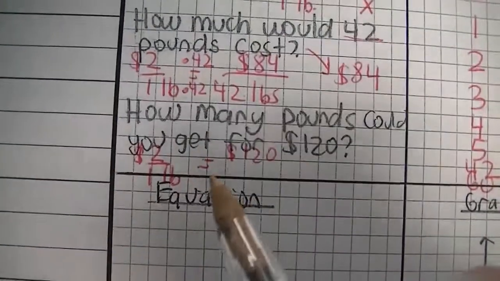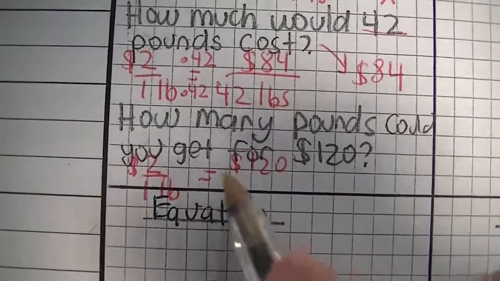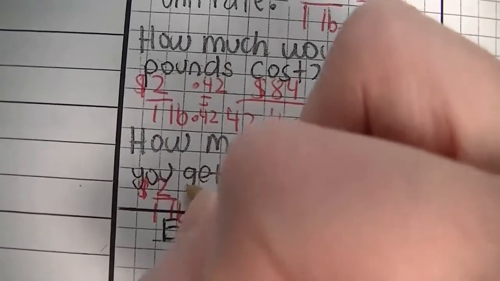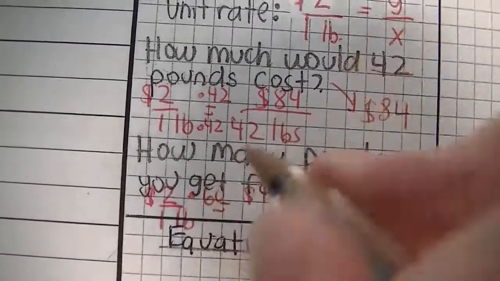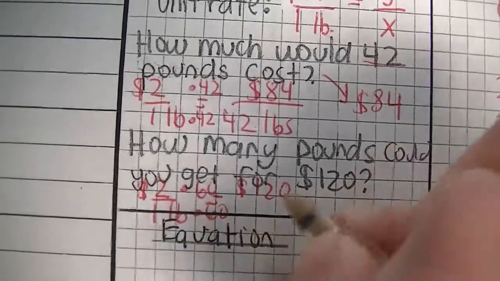Well, I would have to multiply by 60. And if you're like, how did you get 60? You can go 120 divided by 2, which is 60. So I knew I had to multiply this 2 by 60 to get that value right there. So I must also do that to the denominator.